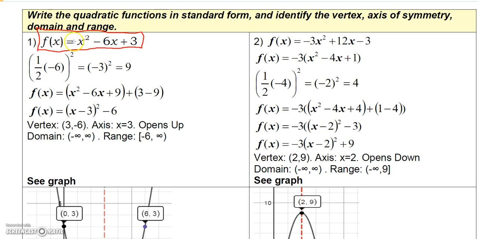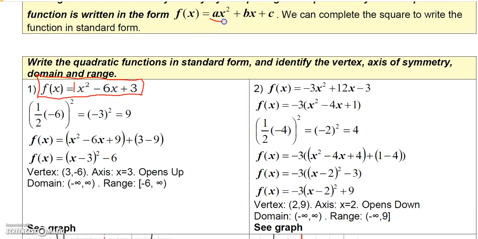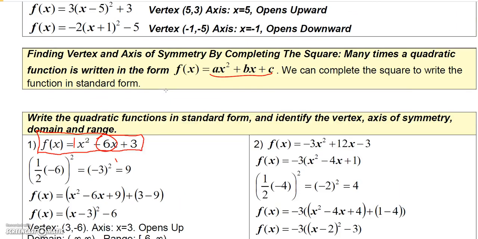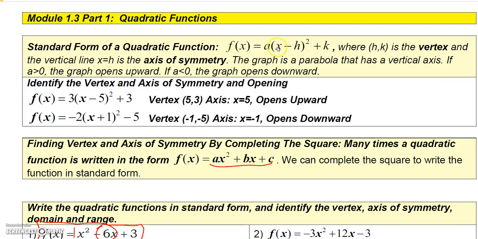Now here you can see that a is 1. That's the ax squared because we're given this form here. And the b is actually negative 6. And the c is the 3. Okay, so what we want to do here is try to put that in this standard form up here.